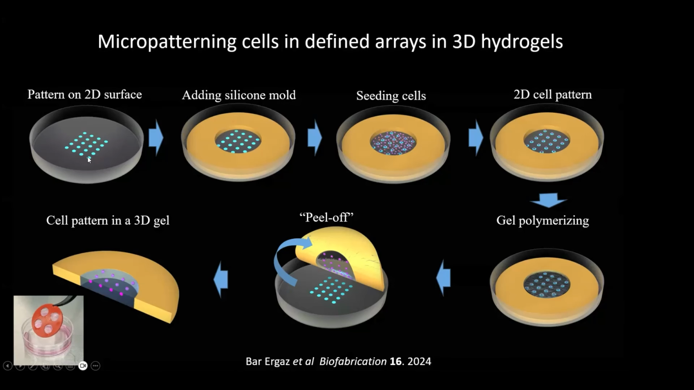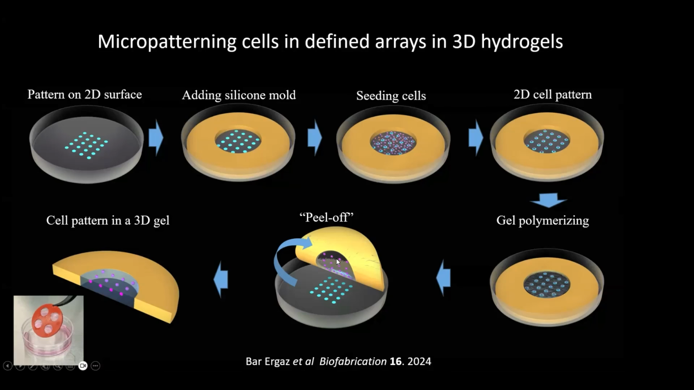We add the cells, and they start to adhere to the specific adhesive pattern. And then after we get the pattern on the cover slip, basically we add the gel of interest. So it could be fiber, it could be collagen, it could be another type of gel. And we polymerize the gel on top of the cells. And then we found a way to peel off the gel with a silicone strip to which the gel adhered. And the cells actually transfer from the 2D glass or cover slip to the gel.